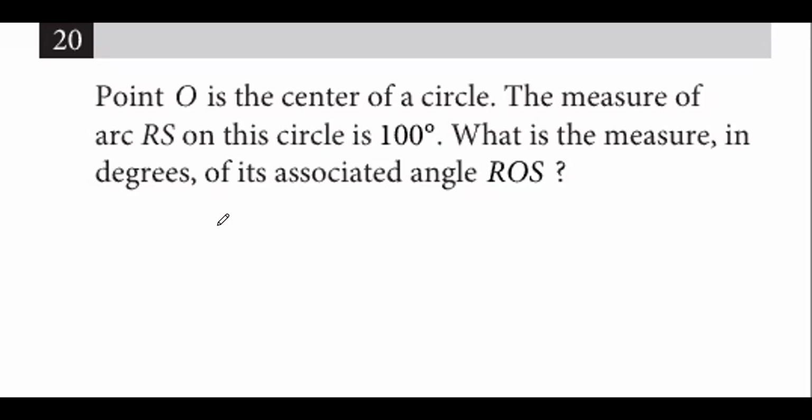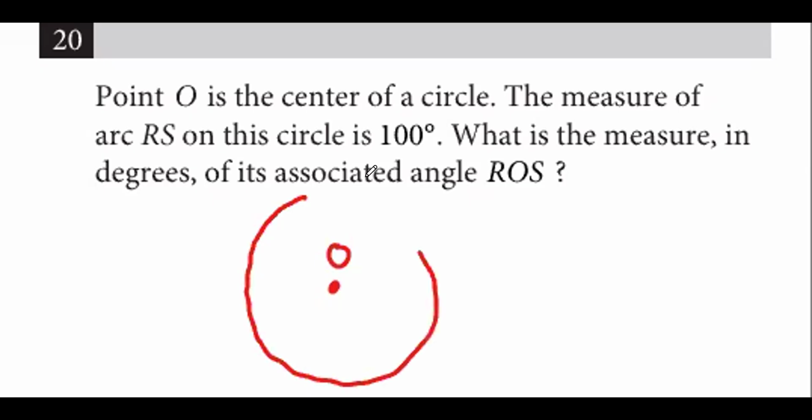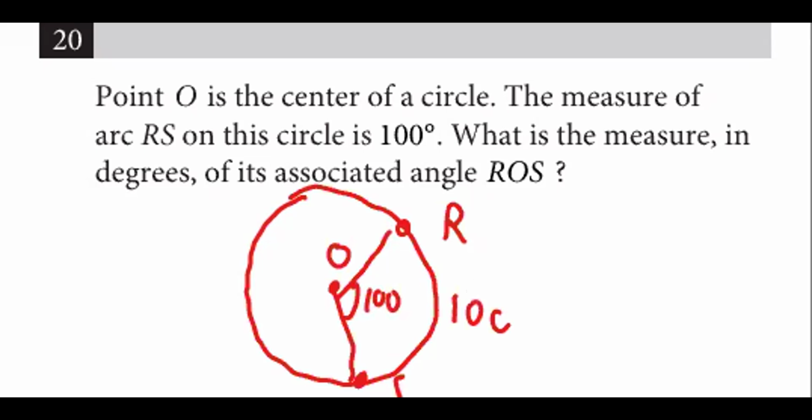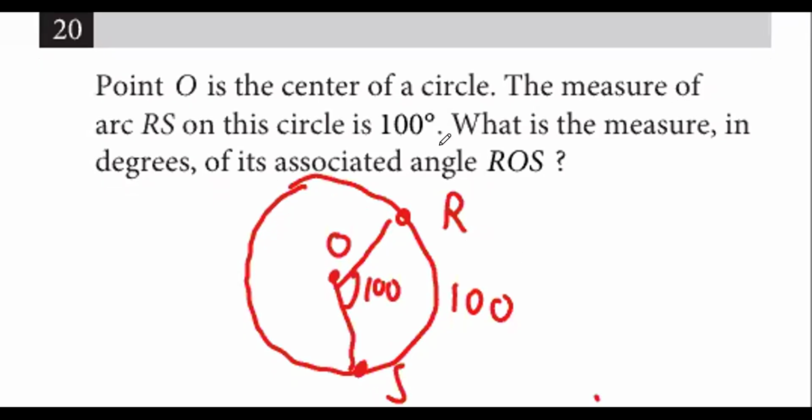Okay, so for question 20, we have the center of the circle is point O. Measure of arc RS is 100 degrees. So we have a circle, have R, then S here. And what is the measure of the associated angle ROS? Well, if RS is 100 degrees, then ROS is also 100 degrees because O is in the center of the circle. If it was outside the circle, this would be a very difficult problem, but because it is the center of the circle, it's just the same. So the correct answer is 100.